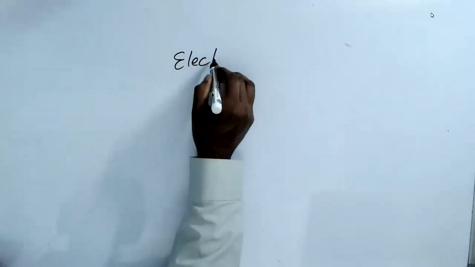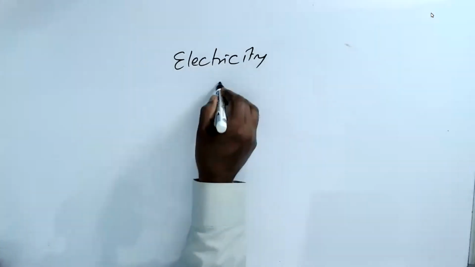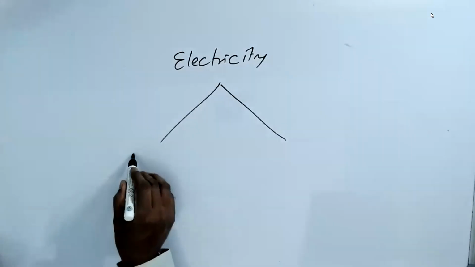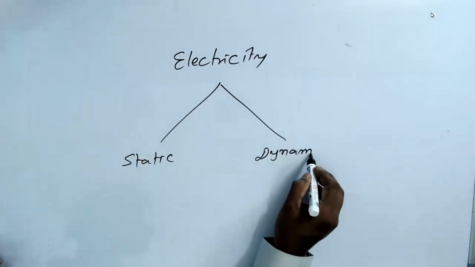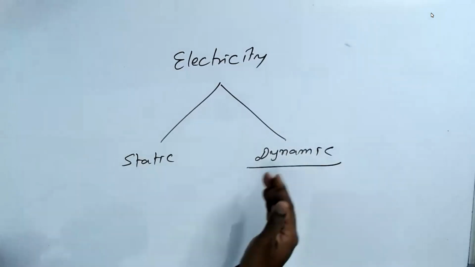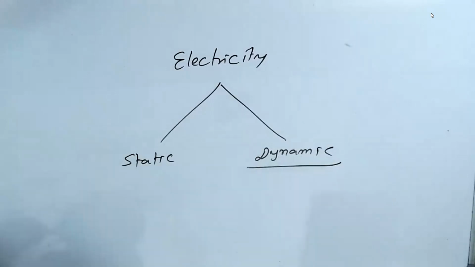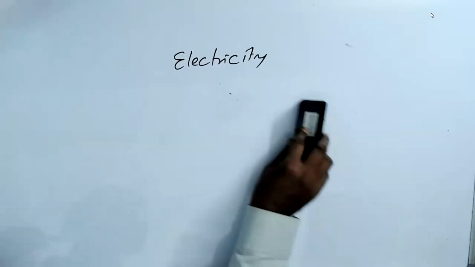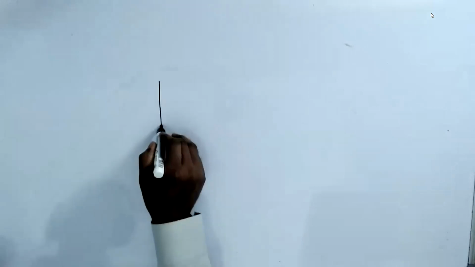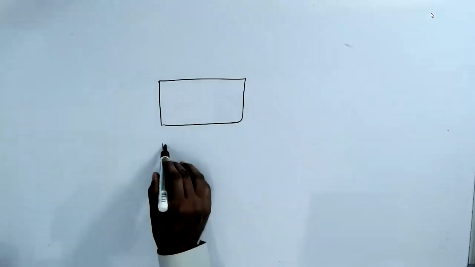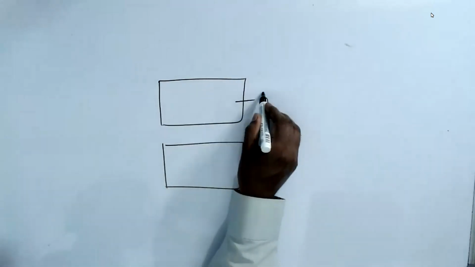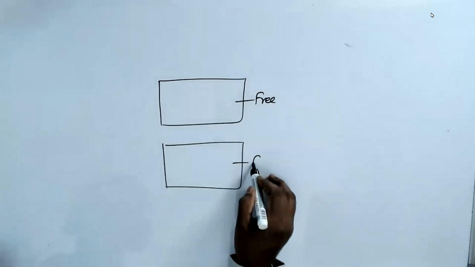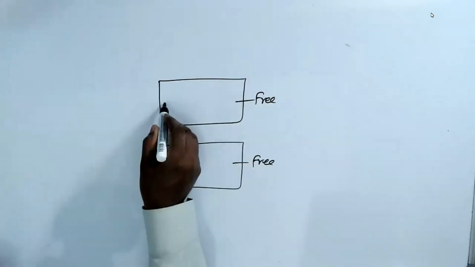So what we do is like this. Electricity has 2 portions. It can be divided by 2. One is static, one is dynamic. The dynamic is the one where the electron flows. In static, electrons don't flow. Now we'll ask, what is electricity then? The answer is very simple. We have two materials. This has some amount of free electrons. This has some amount of free electrons. What is the difference?